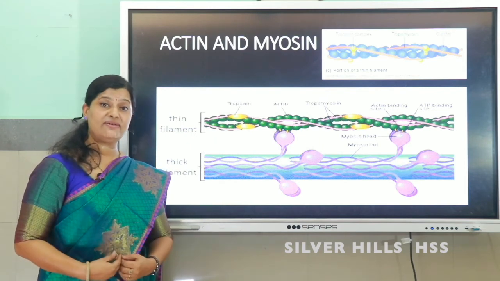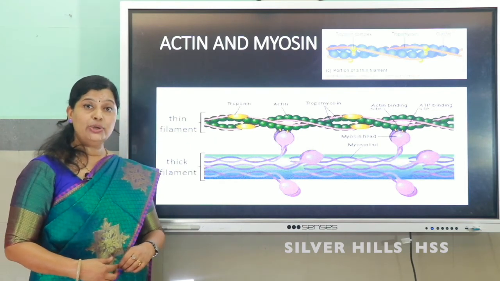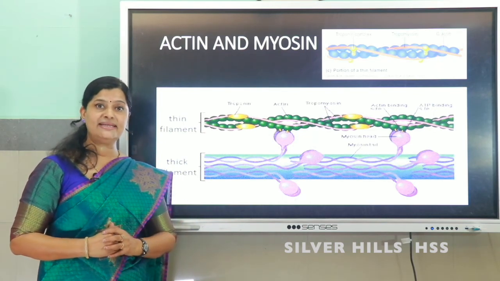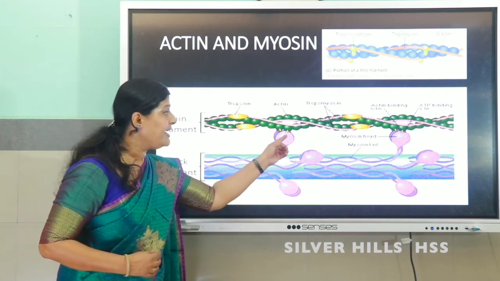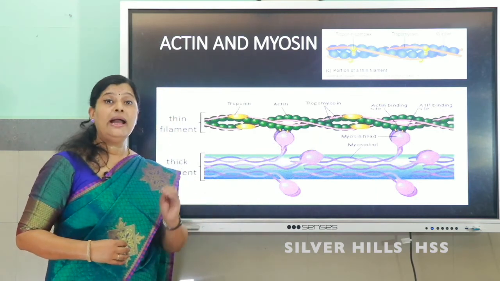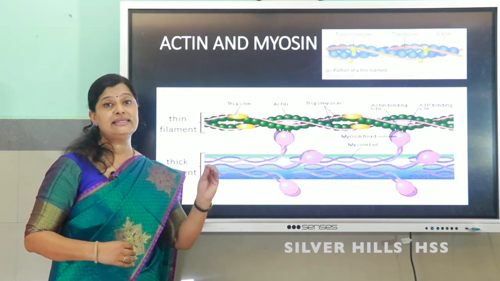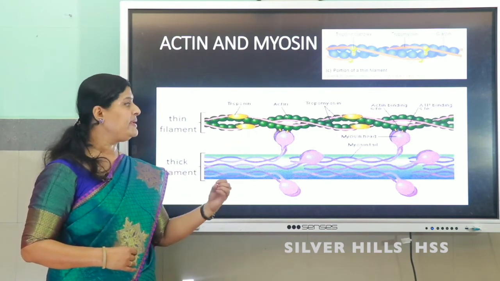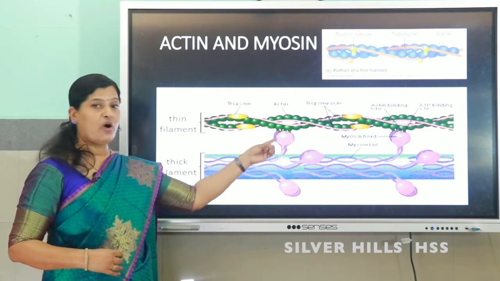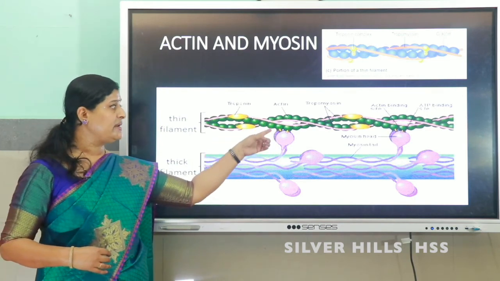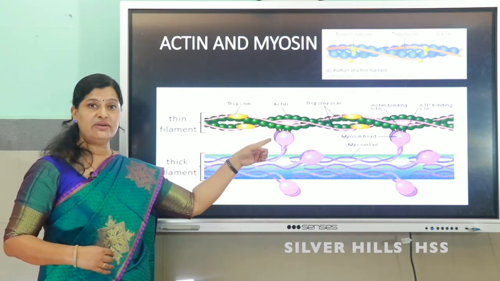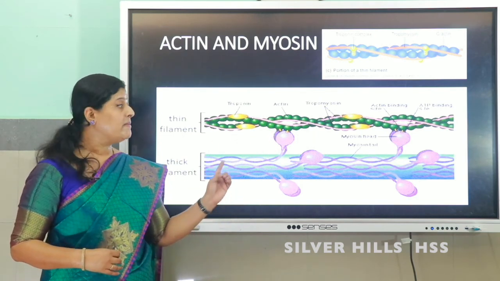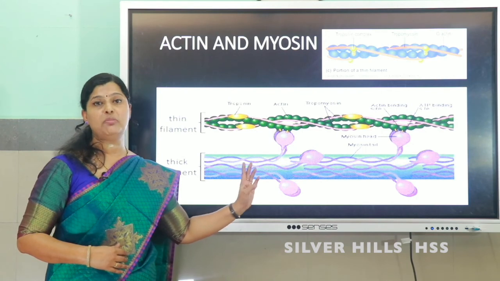What is the importance of the ATP binding site? You know that for muscle contraction, energy is required, isn't it? So at the head region there is an ATP binding site also. With the help of this ATP, a cross bridge is formed. You can see over here the cross bridge. Actin and myosin will bind to each other, and that's how muscle contraction is possible.